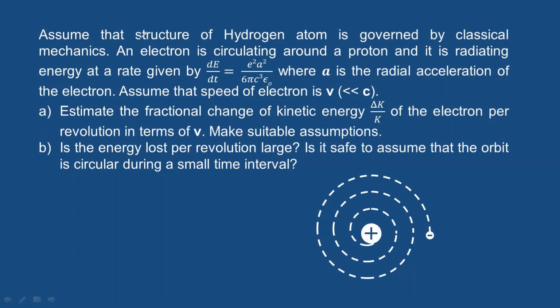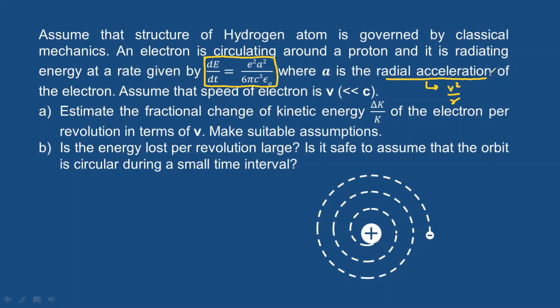Assume that the structure of the hydrogen atom is governed by classical mechanics. An electron is circulating around a proton and it is radiating energy at the rate given by this particular formula. This is the rate of radiating energy, where a is the radial acceleration, and you know what radial acceleration is. It is v squared over r, right?